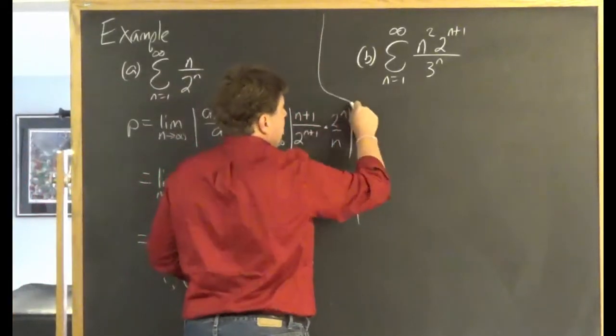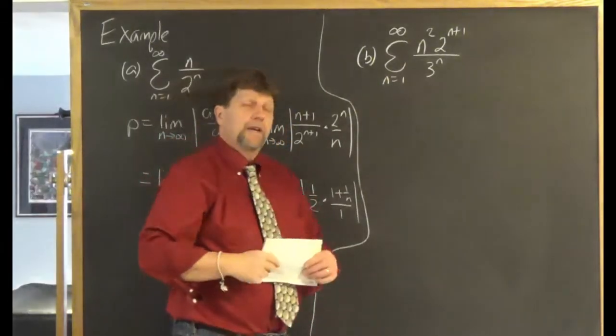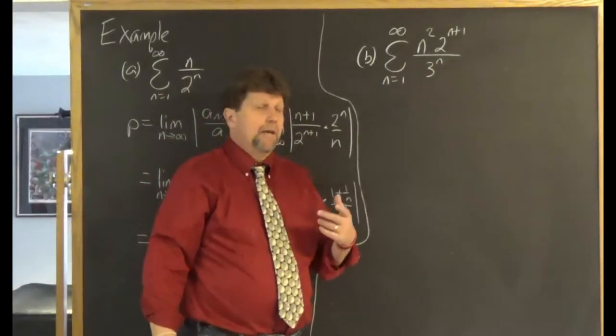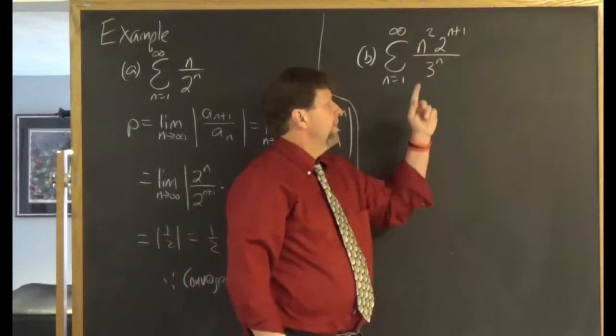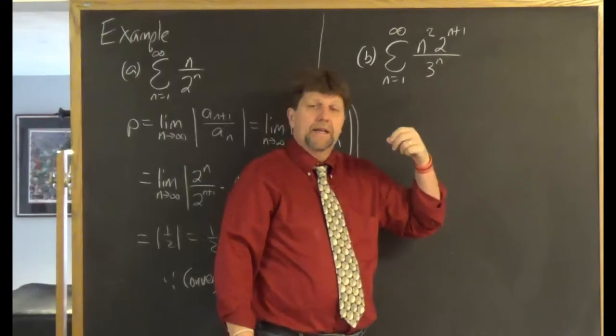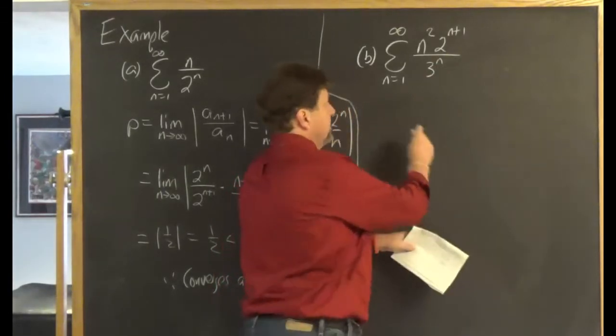All right, B. Looks like a good candidate for ratio test to me because I see an exponential 2 to the n plus 1 in the numerator. I see an exponential 3 to the n in the denominator. So let's crank this through the ratio test.